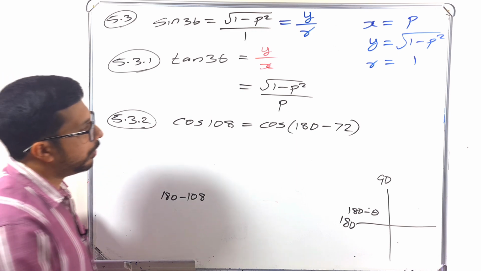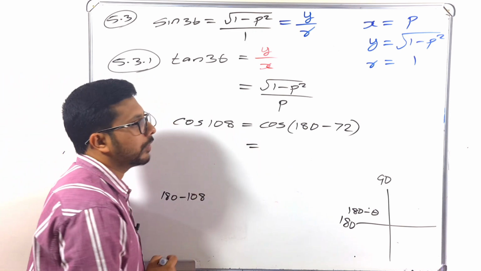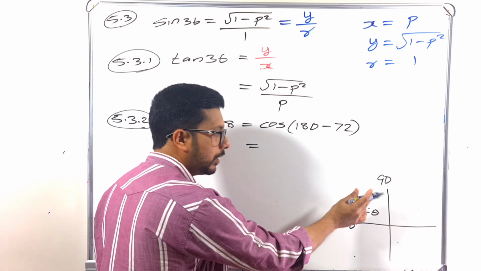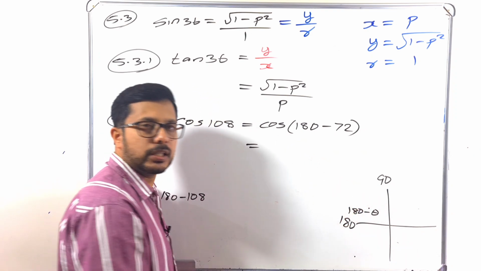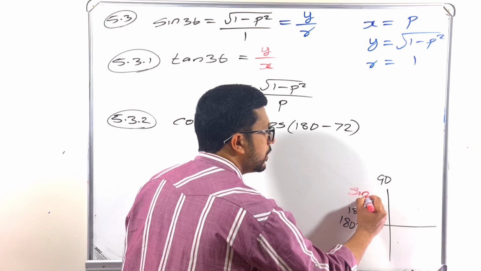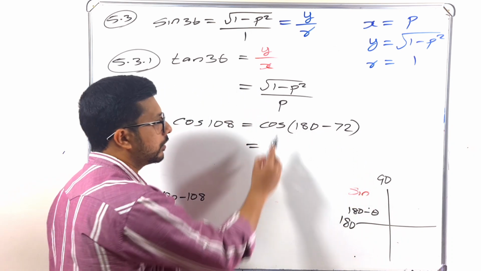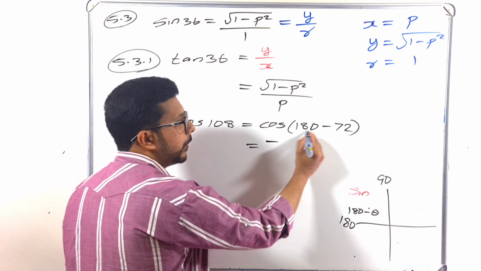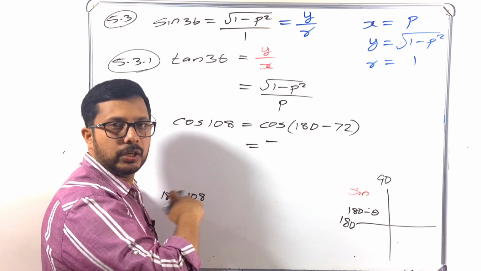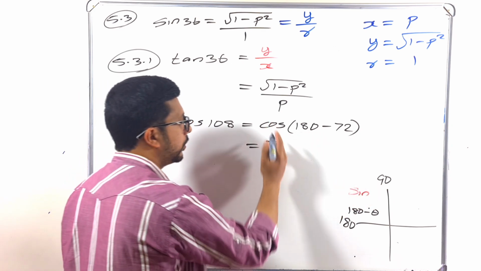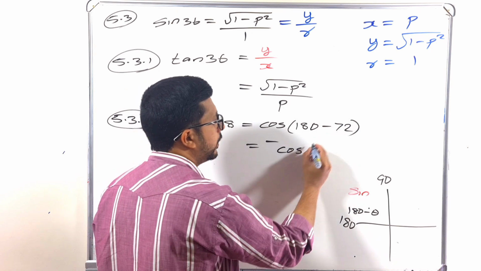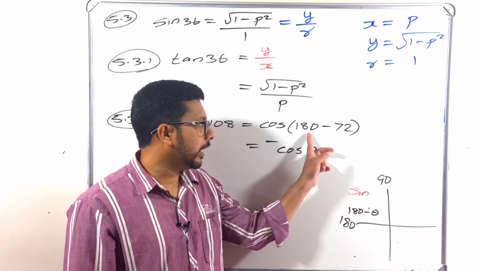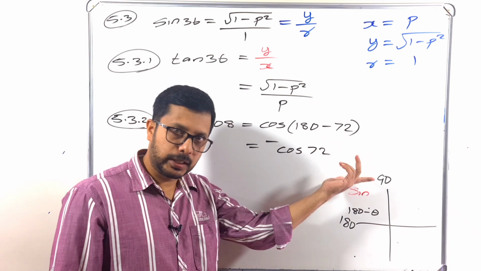Now what about this one? 180 minus means which quadrant? Second quadrant. In the second quadrant, what is positive? Sine is positive. Here what? Cos. So it is negative. Then if it is based on 180 or 360, no change in the trigonometry. So here cos, here also cos. Then the angle is 72. Listen once more. 180 minus 72 is in the second quadrant.